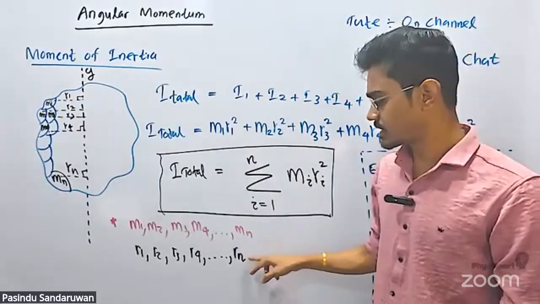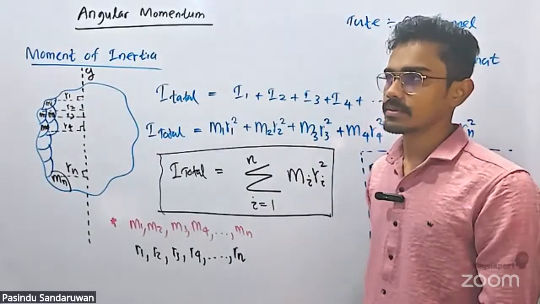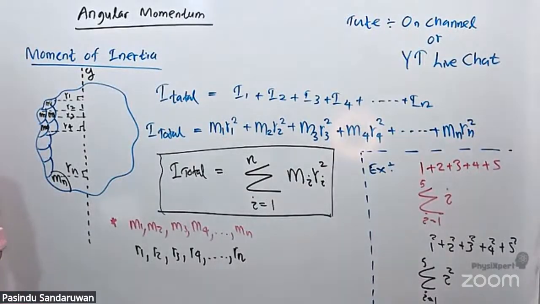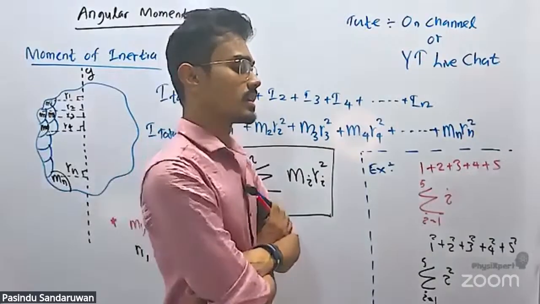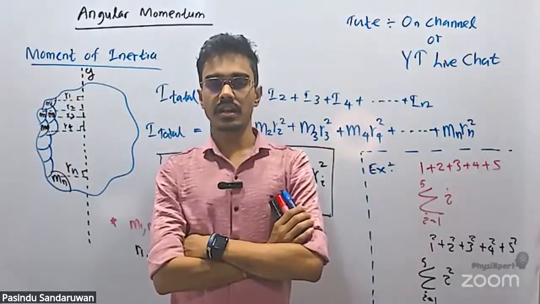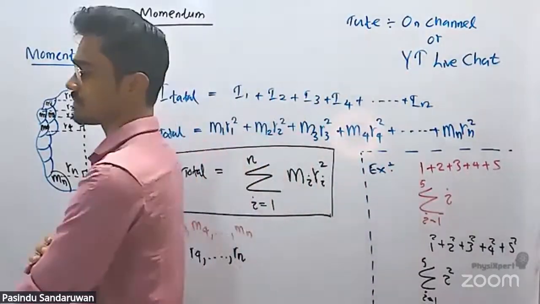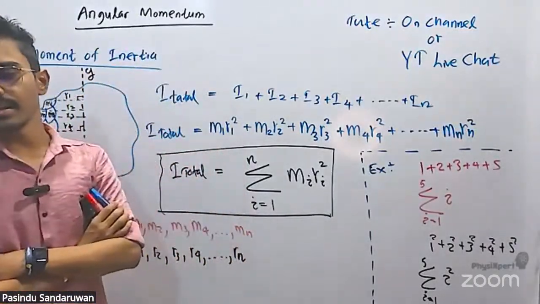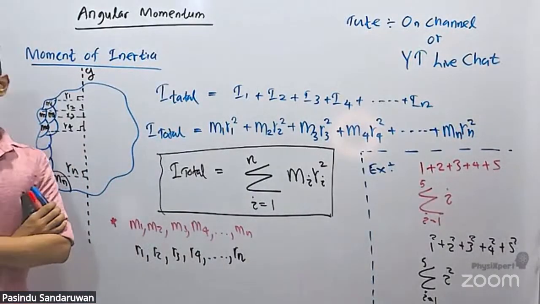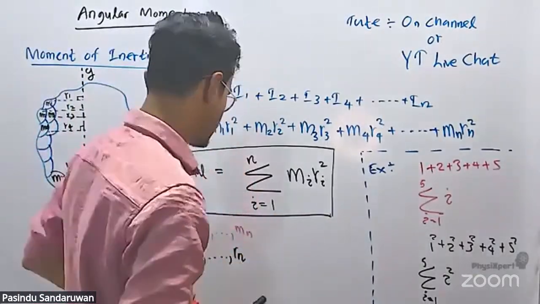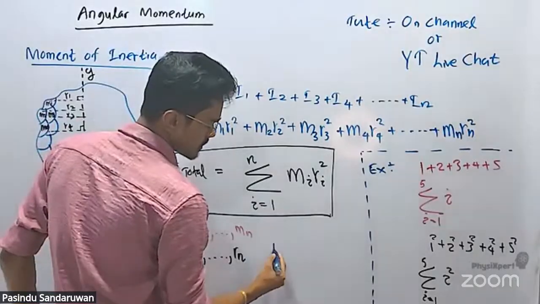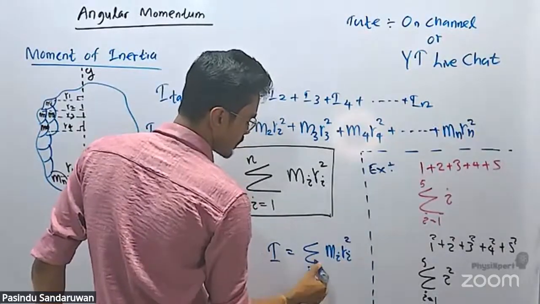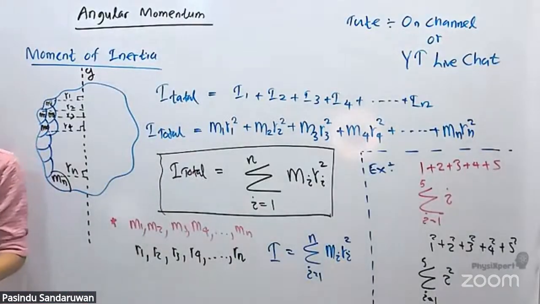Put a comma and keep writing: total moment of inertia around the axis can be written as, like this: I equals sigma m_i r_i squared, from i equals 1 to n. Write this down.